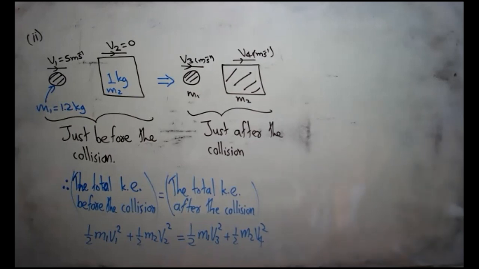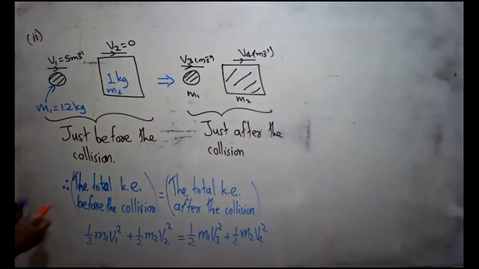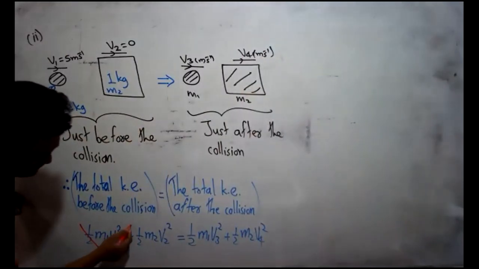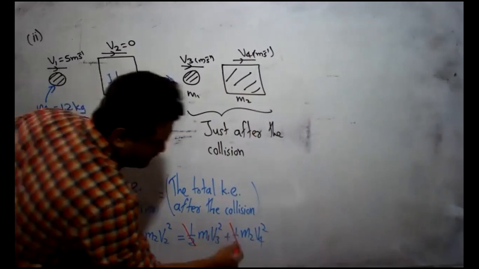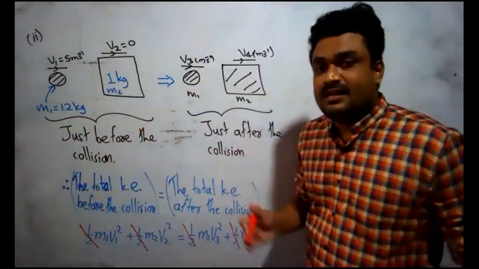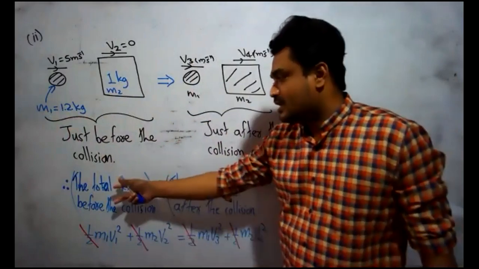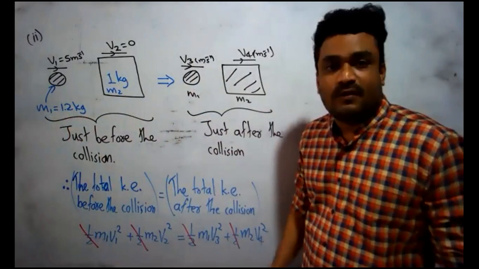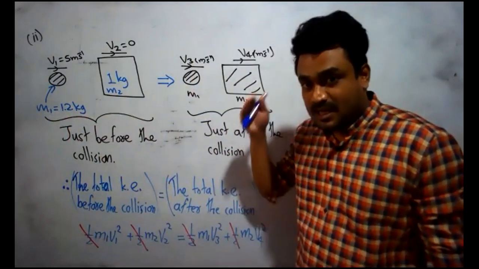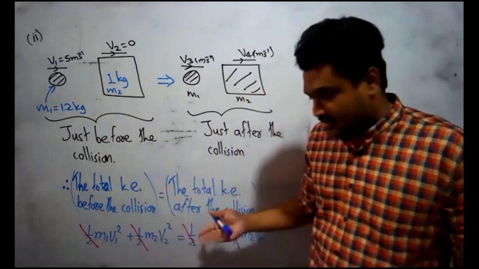So mass of the block is given as 1.2. You should understand that all the half terms are cancelled out. Please remember that you can apply this equation only when it is given that the collision is elastic. Then only you can write total initial kinetic energy equals total final kinetic energy.